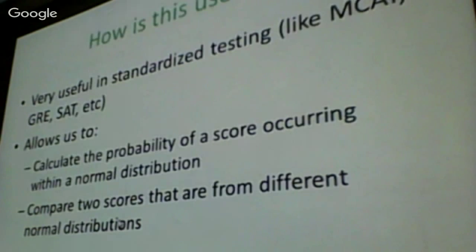All right, so let's go through an example. As I said, it's useful for standardized testing like the MCAT, the GRE, the SATs, and so forth. It allows us to calculate the probability of a score occurring within the normal distribution. That's the same thing as saying how well you did relative to everybody else. In other words, you scored this. What's the probability that your score was better than X% of everybody else?